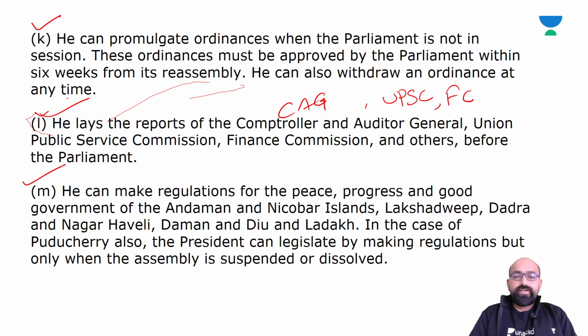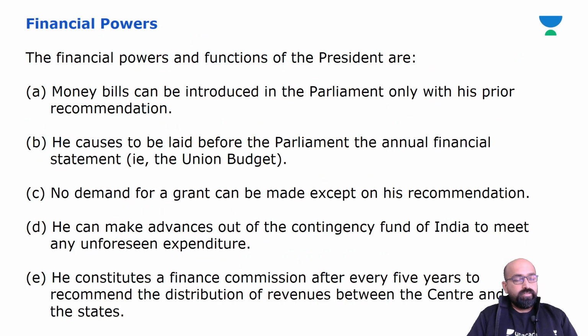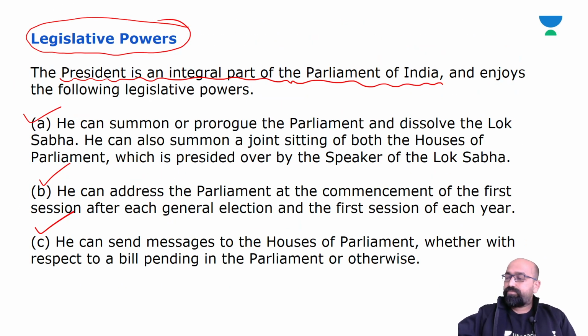Then he can make regulations for the peace, progress and good government of the Andaman Nicobar Islands, Lakshadweep, Dadra and Nagar Haveli, Daman and Diu and Ladakh. In the case of Puducherry also, the president can legislate by making regulations, but only when the assembly is suspended or dissolved, in the case of those UTs that have legislative assemblies. These are the legislative powers of the president.